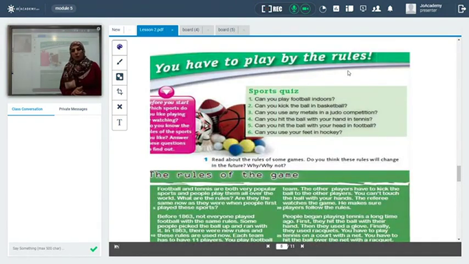Now, before we start reading the text, let's take the following sports quiz. Can you play football indoors? The answer is yes. Can you kick the ball in basketball? No, you can't. Can you use any metals in judo competitions? Of course no.